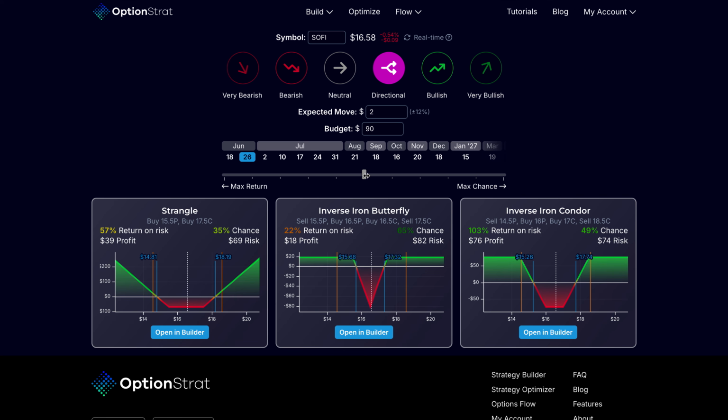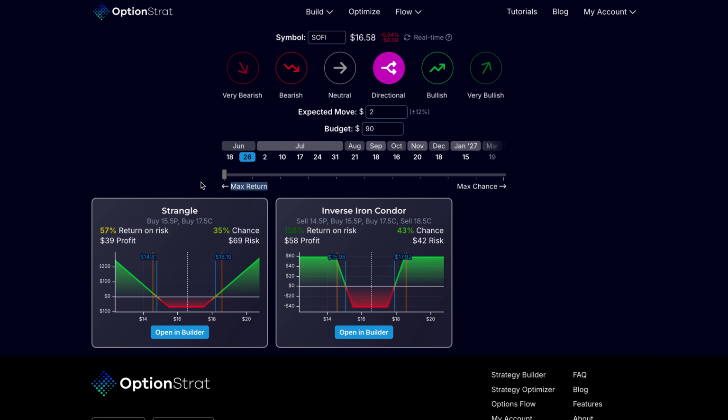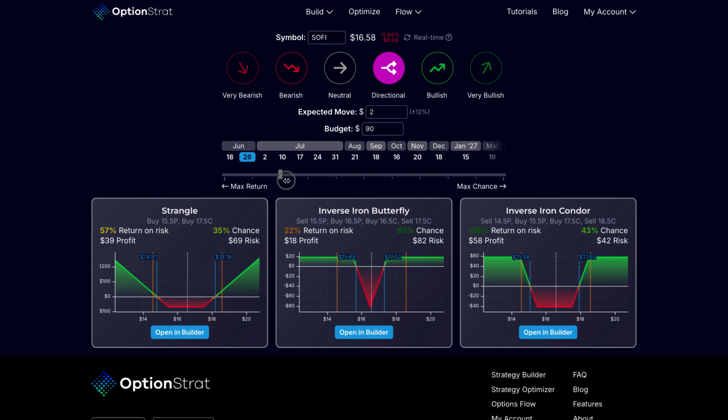And notice that if you slide this to the right, as you can see down here, this is going to give us a higher chance of a profit here. Right? That's what max chance means. If you slide it to the right, you're going to have a higher chance of profit. Now notice if we slide it to the left, it says we're going to have max return. So a higher potential return. So again, this kind of depends on your own view and what your personal goals are. So let me just leave it in the middle, kind of a nice in between for both of these here.